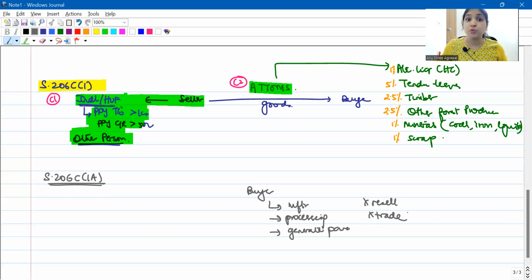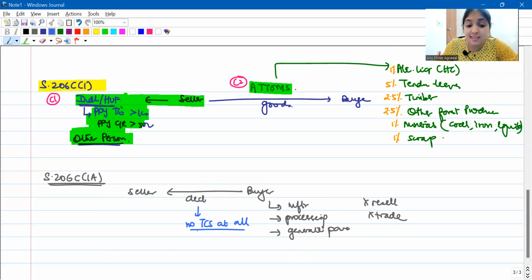He is going to consume these goods in his manufacturing work, in his processing work, in generation of power. If the buyer is such kind of a buyer, the buyer can give a declaration to the seller saying that he is not going to resell the goods. He is not going to trade in the goods. He is only going to reuse the goods. He is going to consume the goods in the manufacture or processing or generation of power. If he gives such a declaration, then no TCS at all.